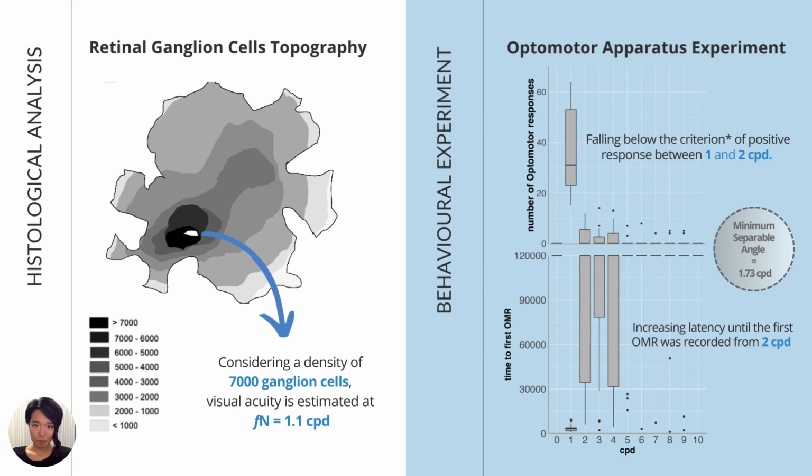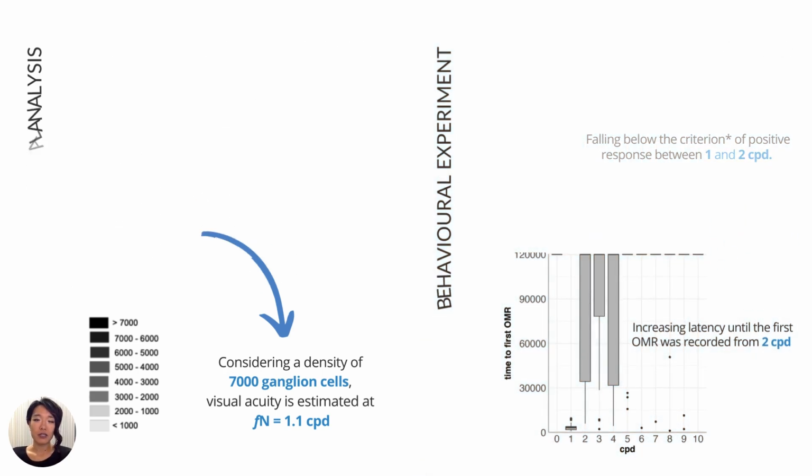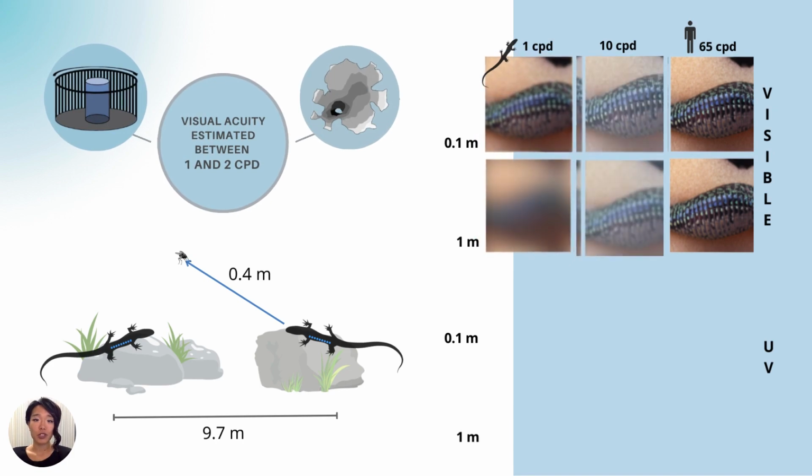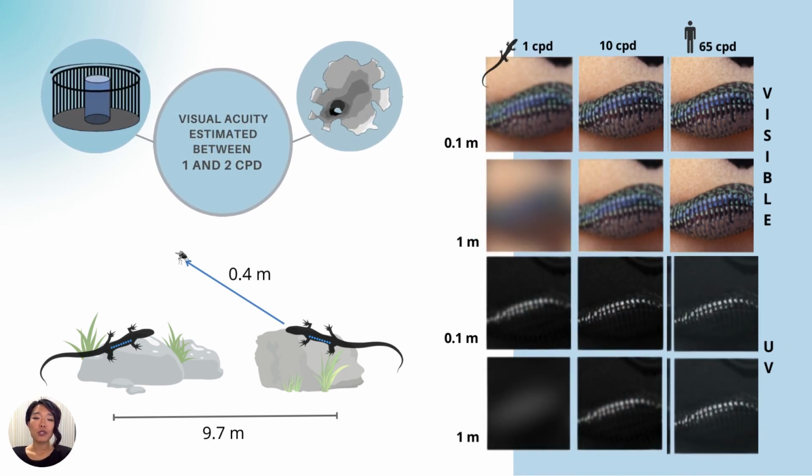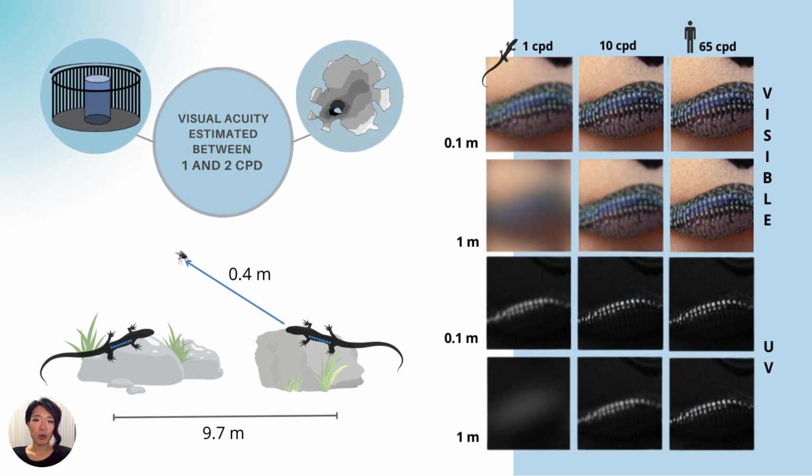We've calculated the minimum separable angle as well, which is an equivalent of the acuity, considering only the parameters of the drum and the distance of the animal's eyes to the stimulus, and we've obtained a value of 1.73 CPD. So to conclude, our dual approach estimated an acuity between 1 and 2 CPD for this species, but beyond these acuity values, what does this mean in a functional context?